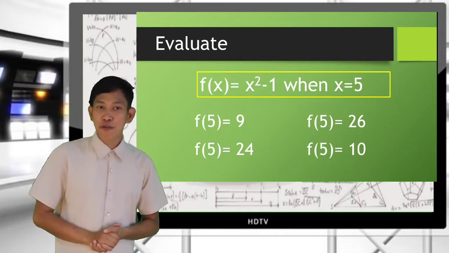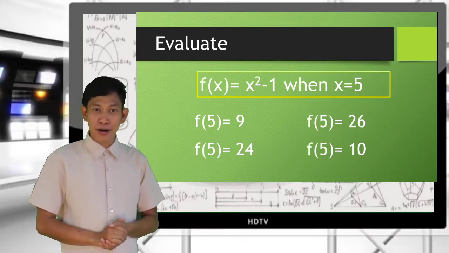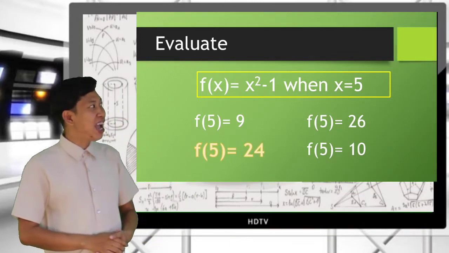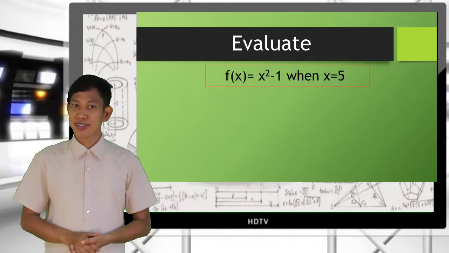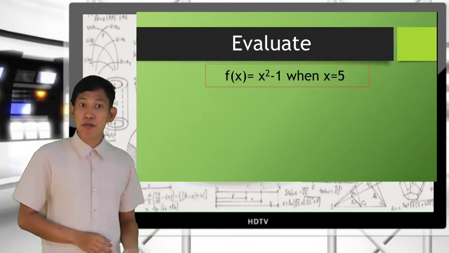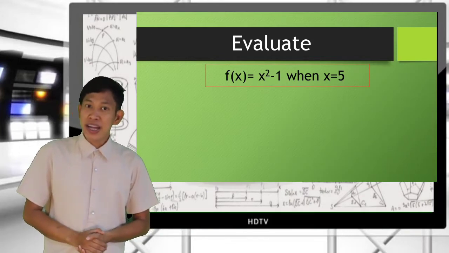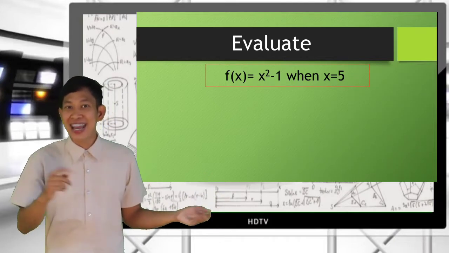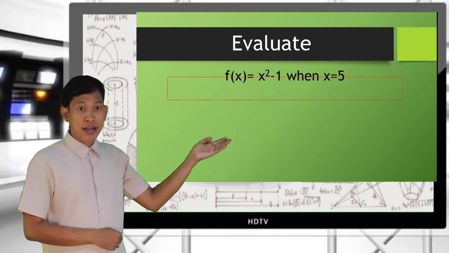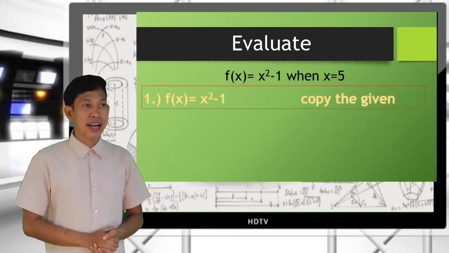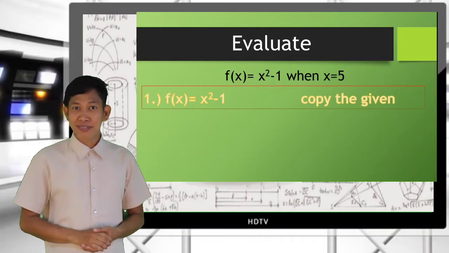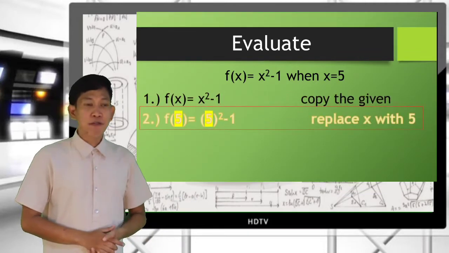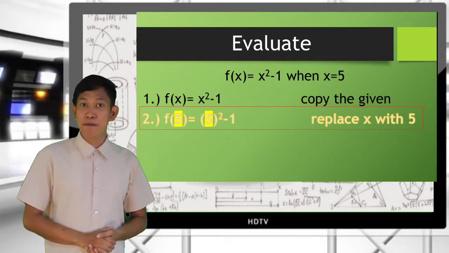Very good! F of 5 is equal to 24. So how did you get your answer? Alright, let's see the steps on your solution. So evaluate f of x is equal to x squared minus 1 when x is equal to 5. So first step is, alright, copy the given. So we have f of x is equal to x squared minus 1. How about second step? Good. Replace x with 5. So we have now f of 5 is equal to 5 squared minus 1.